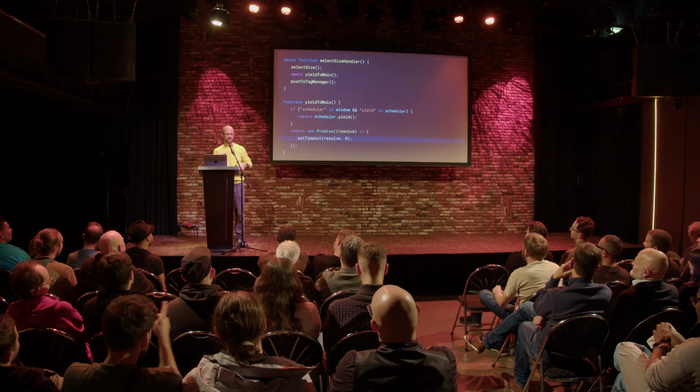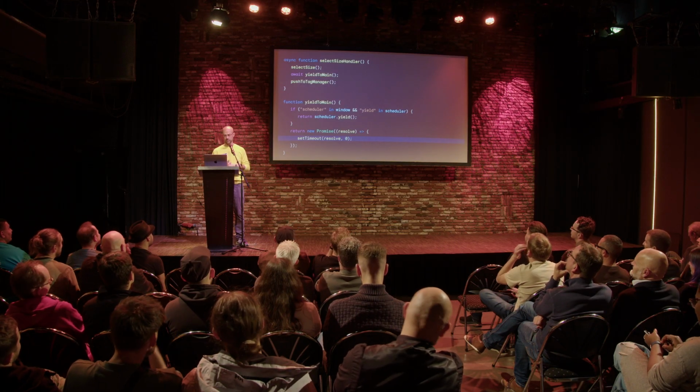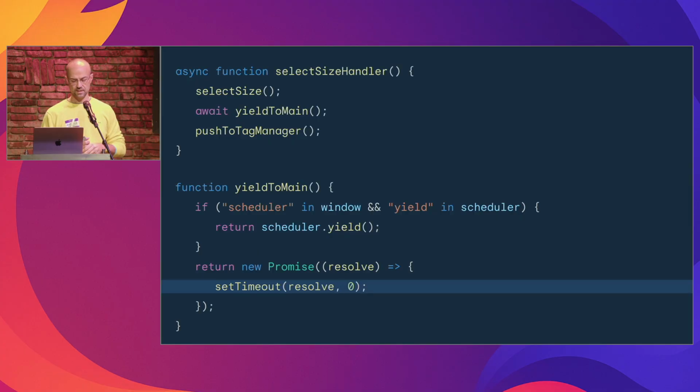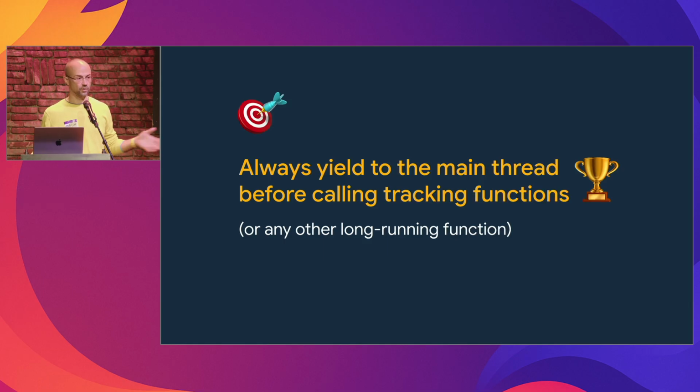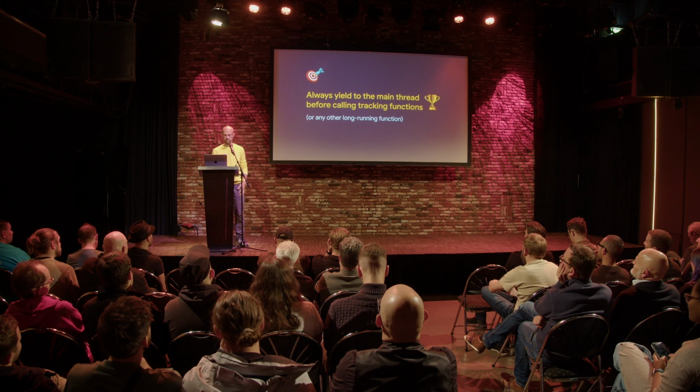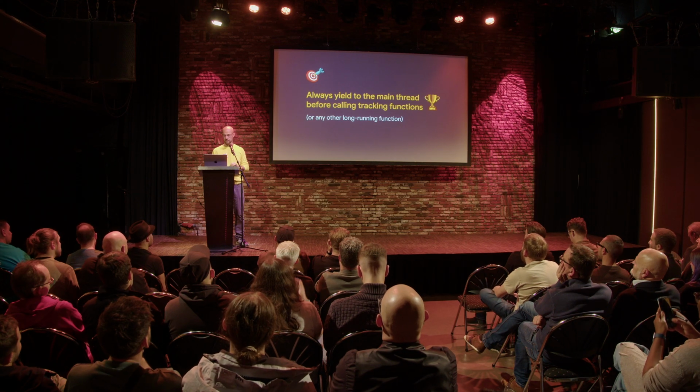But it's coming, it's coming. They are also developing that. So the fallback is to return a promise which resolves with a set timeout of 0. Meaning, do something asynchronous and then return here. So that's it. Always yield to the main thread before calling tracking functions or any other long-running function. If you have a function chunking a lot of data, then yield to the main thread from time to time.